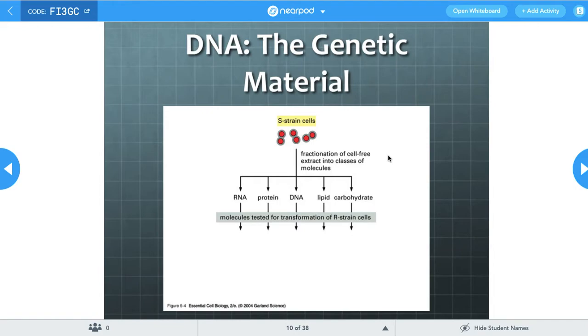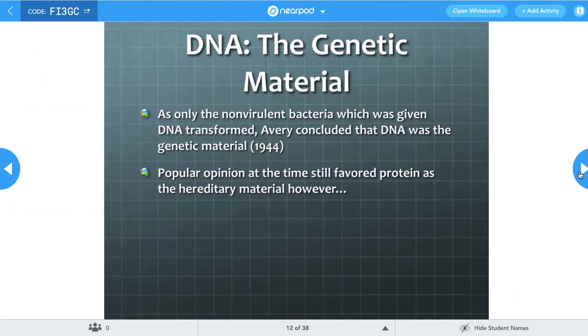And so what we found was that RNA did not cause transformation, protein did not, lipids did not, and carbs did not. The only thing that transformed the R strain was the DNA, which means it was now a virulent strain. So only the non-virulent bacteria given DNA transformed, and so Avery, who did this, concluded that DNA was genetic material. And that was in 1944, and the popular opinion at that time still favored proteins as hereditary material, which was interesting because we already had two studies that supported that it was DNA, not protein.